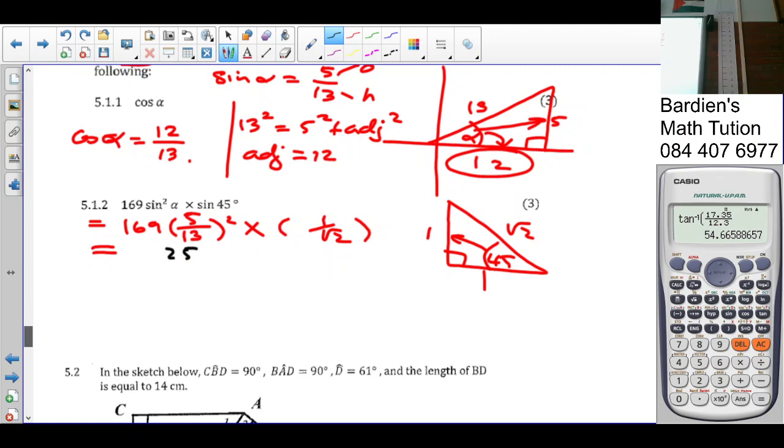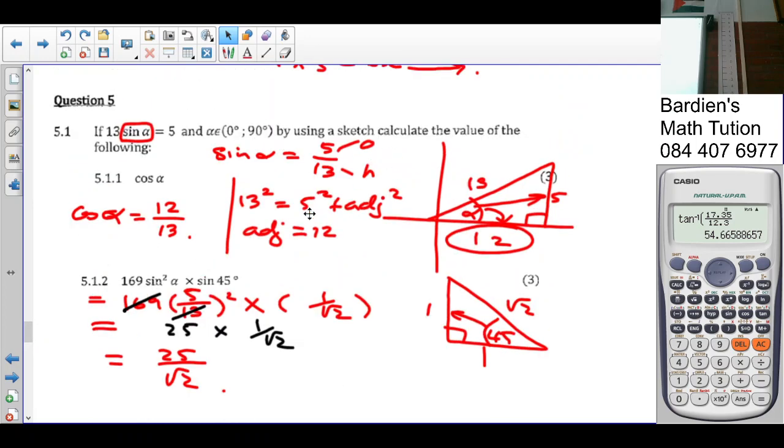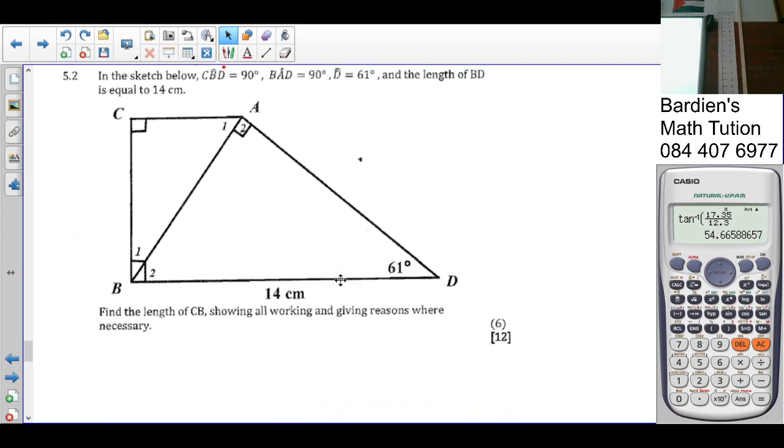Now 5 squared is 25. 13 squared is 169, which cancels that. Times 1 over root 2, which is simply 25 over root 2, or it could have been written as 25 root 2 over 2. You punch it in the calculator, you put that answer. Okay? The question says without using a calculator? No. Next question, 5.2.